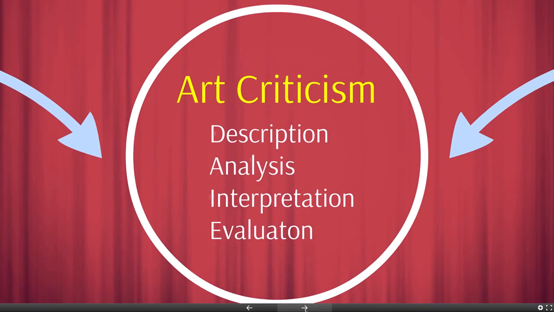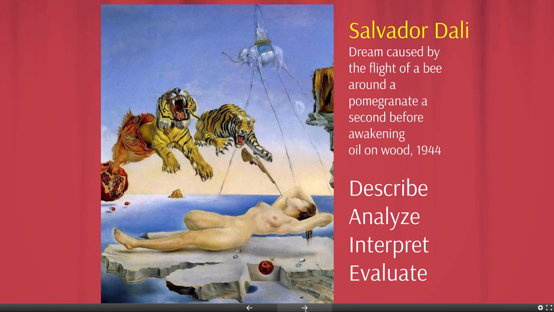And so finally, that is our view of art criticism. That is how we're going to work with art criticism this term, and we're going to be looking at paintings such as this. This is Salvador Dali's Dream Caused by the Flight of a Bee Around a Pomegranate a Second Before Awakening. It is an oil on wood from 1944. This is a great painting to describe, analyze, interpret, and evaluate, and we will be looking at this painting in class at some point this term.